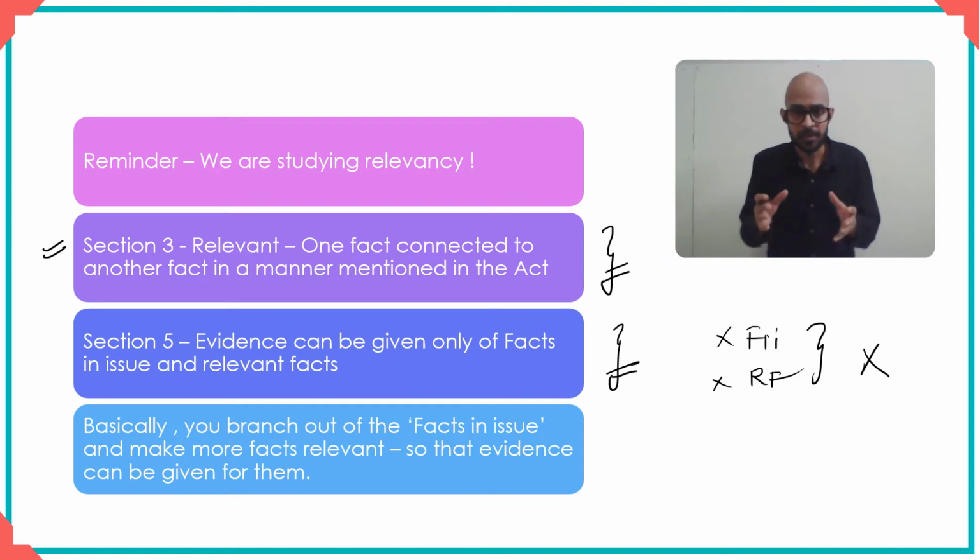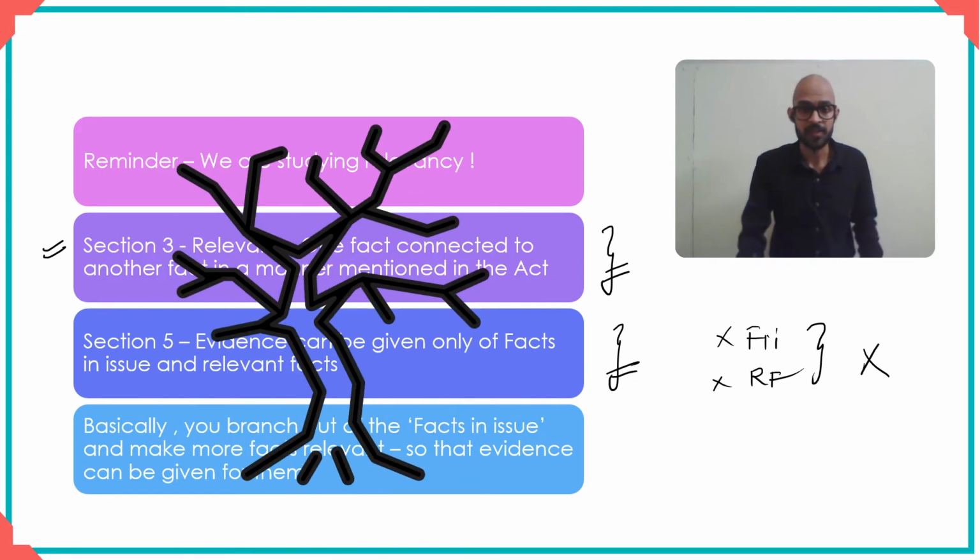the dispute is happening. But we need some more collateral facts for those to be known, and we discussed that in the previous lesson, that you basically branch out of the facts in issue and start making more such facts relevant that may be helpful in determining the issue. So let's think of it diagrammatically.